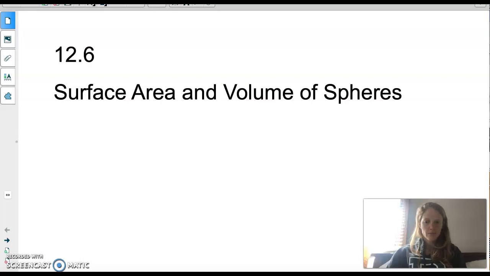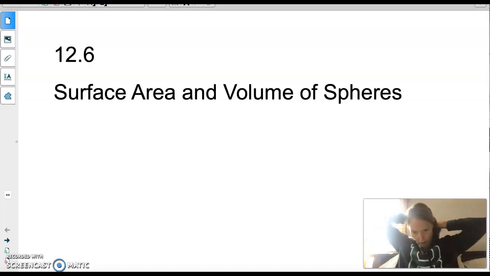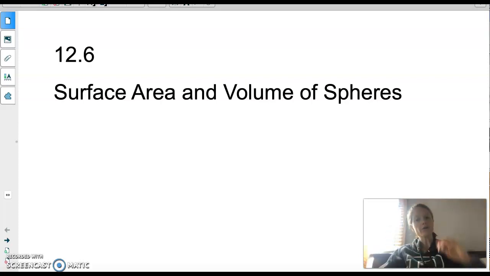Hi everyone, welcome back. This is our last section of chapter 12 about three-dimensional volumes and surface areas. So this is about spheres. And so we're going to look at some formulas for finding surface area and volumes of spheres.